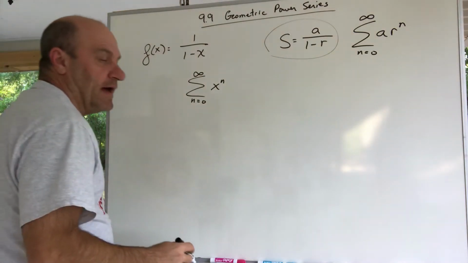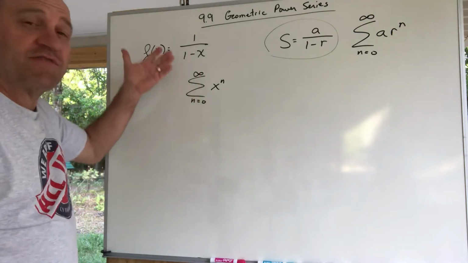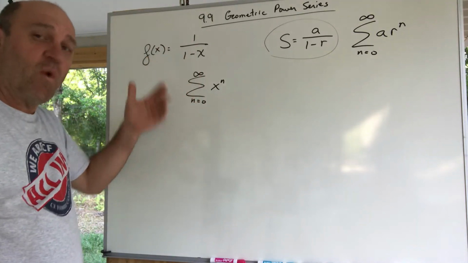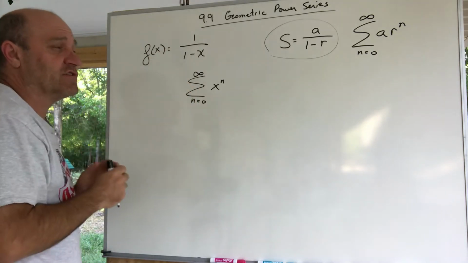Now, it's a power series. It represents this function. It is this function. It converges to this function. When does it converge to this function? Or for what x values does it converge to this function?